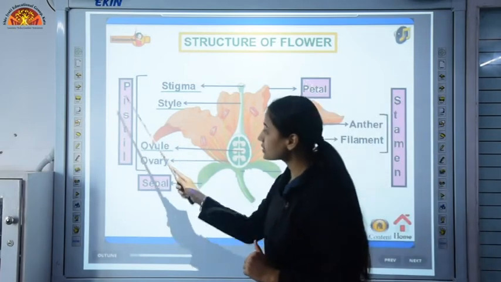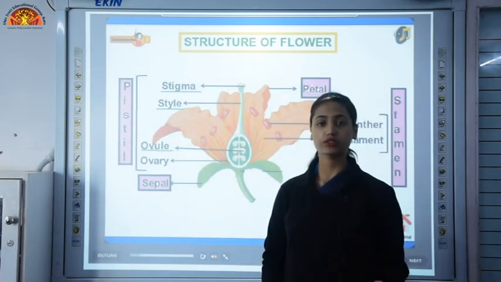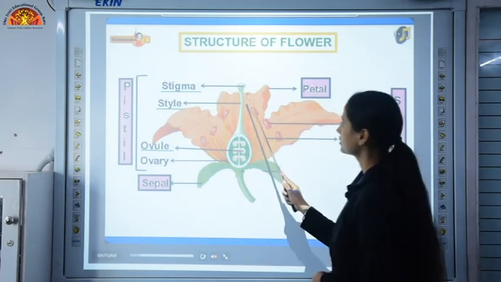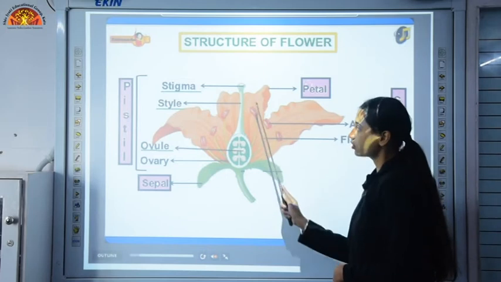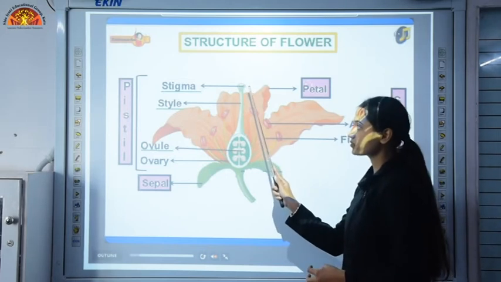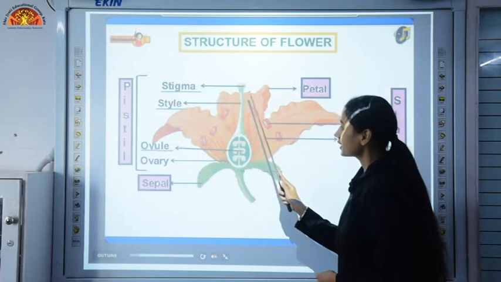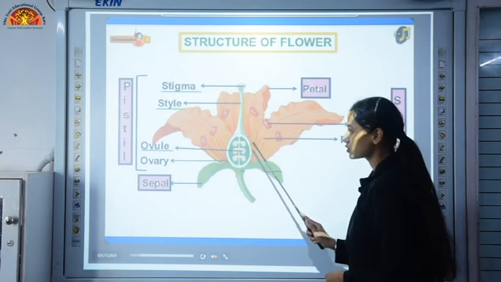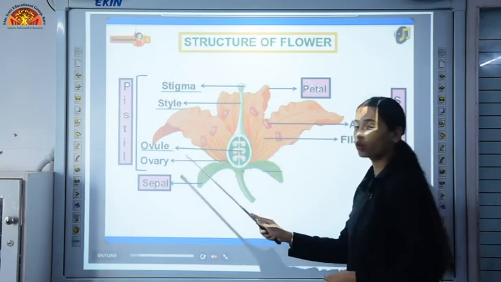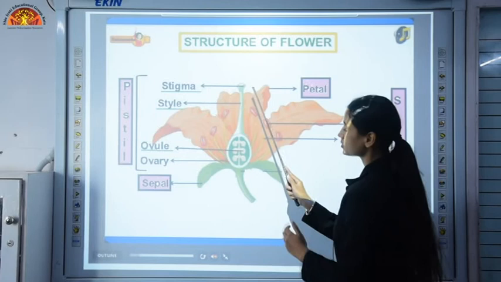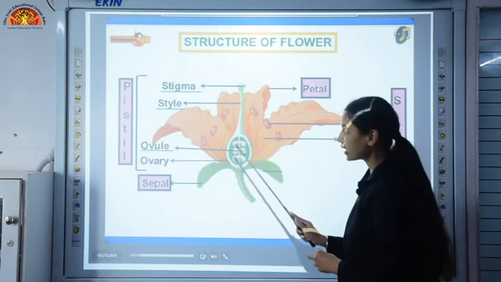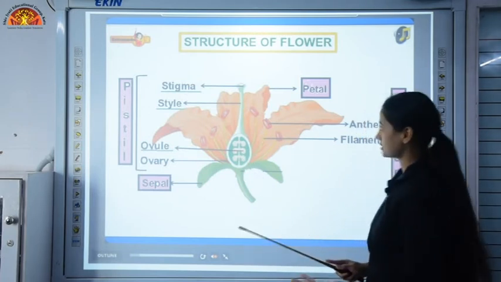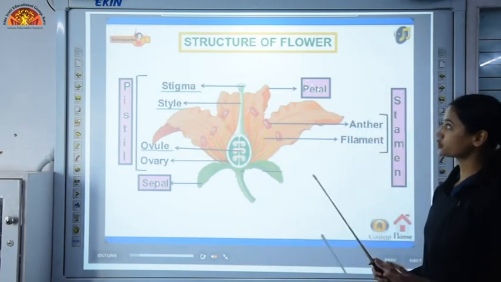Then we will talk about pistil, also known as carpel, which is the female reproductive organ. It consists of stigma. In the middle you can see this long tube. So, this top sticky structure is known as stigma. Then this tube-like structure is known as style, and this oval shaped structure is known as ovary. So this style connects stigma to the ovary, and inside this ovary so many ovules, meaning eggs, are present. So that was all about the structure of a flower.